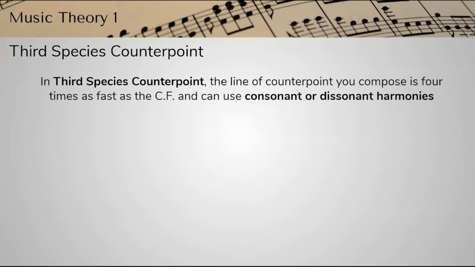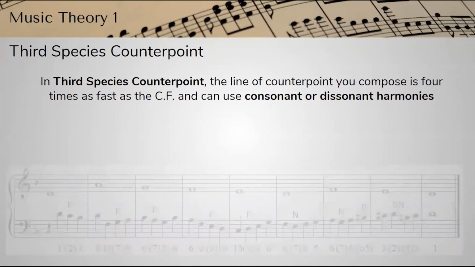So in third species counterpoint, the line of counterpoint you compose is 4 times as fast as the cantus firmus. And you can use consonant and dissonant harmonies. So second species had half notes, right? It was twice as fast as the cantus firmus. First species was the same speed as the cantus firmus. Now we're on level 3. We're writing things 4 times as fast.